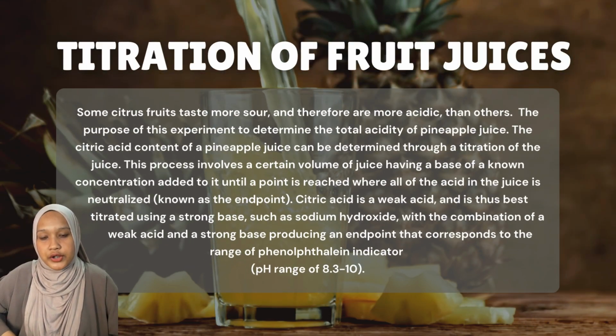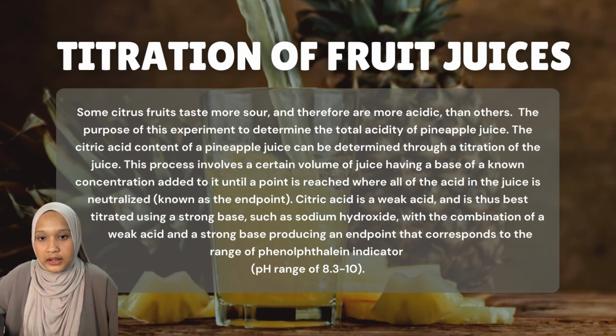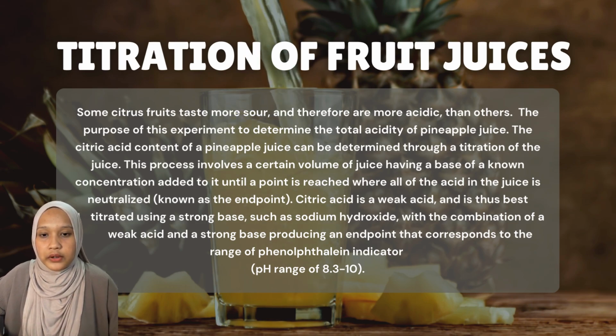Titration of fruit juice. Some citrus fruits taste more sour and therefore are more acidic than others. The purpose of this experiment is to determine the total acidity of pineapple juice. The citric acid content of pineapple juice can be determined through titration of the juice. This process involves a certain volume of juice having a base of known concentration added to it until a point is reached where all of the acid in the juice is neutralized, and this is known as the endpoint.